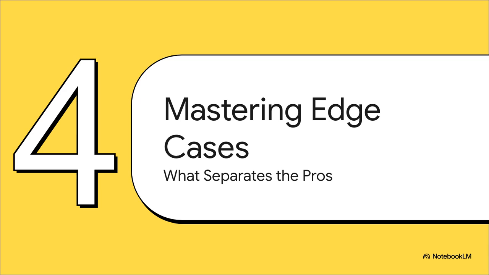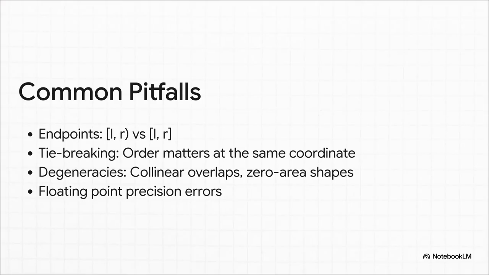Implementing the basic idea is one thing, but getting it right, especially in a high-pressure situation like an interview, means you have to master the details and the edge cases. This is what really separates a good solution from a great one. And these are the classic traps you have got to watch out for. Are your intervals inclusive or exclusive? Because that choice changes everything. What happens if two events are at the exact same coordinate? Say a meeting ends at the same time another one starts. Which one do you process first? Are you thinking about weird cases like zero-area rectangles? Or what about the nightmare of floating point precision errors? You have to be super precise about all this.